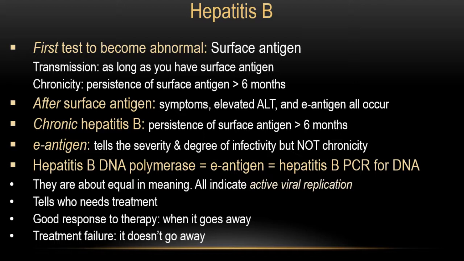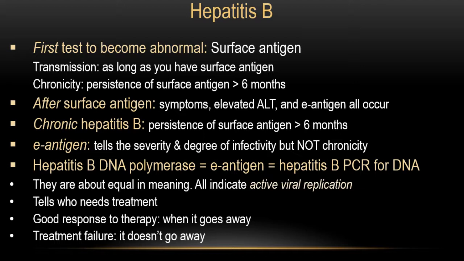What's the significance of having the E antigen? E antigen means high severity, high infectivity. When you have too much E antigen, you're going to be very infectious to others. Your body fluids are full of the virus, your blood is full of the virus, and your blood is going to transmit this hepatitis B virus to others.